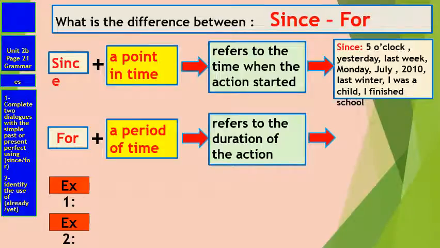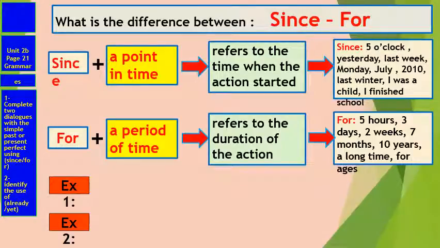Okay, since, for example, 5 o'clock, yesterday, last week, Monday, July, and so on. So we are going to talk about a specific time. We use for to talk about duration: for 5 hours, for 3 days, 2 weeks, 7 months, 10 years, a long time, and for ages. Now I will give you examples.